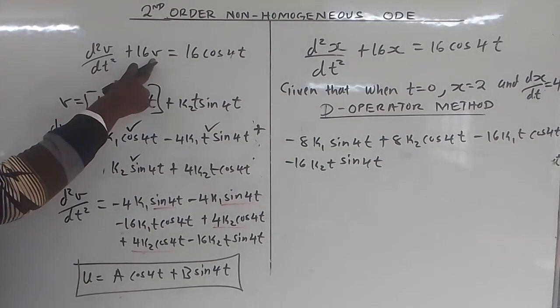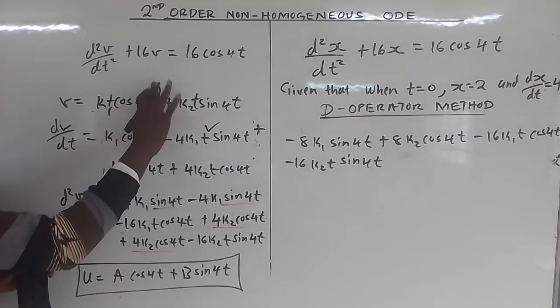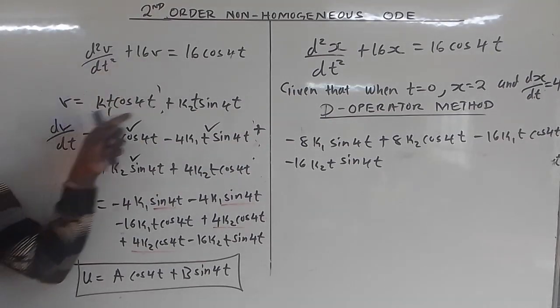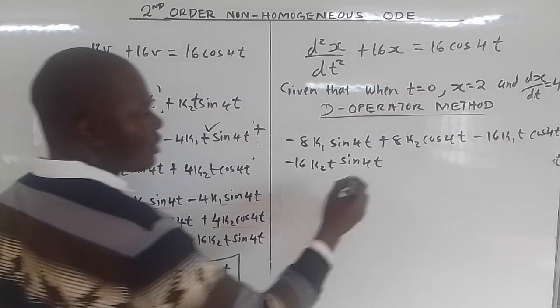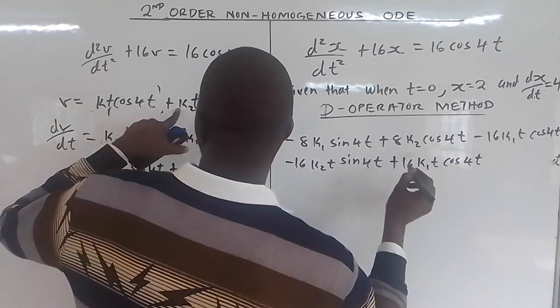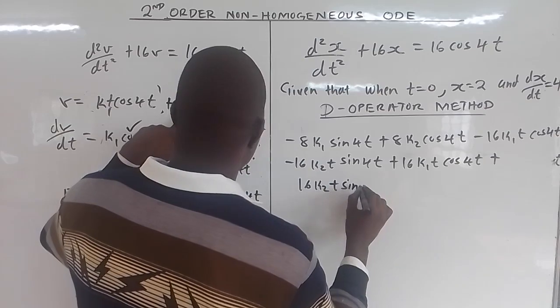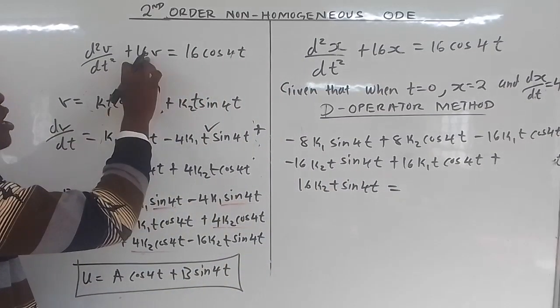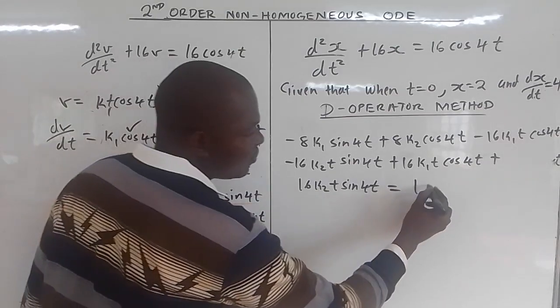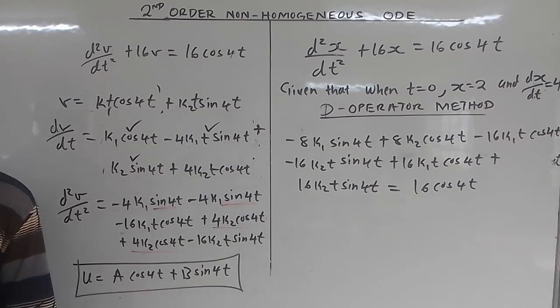Then it is plus 16v. So positive 16 times v. What is your v? So your v is this, the whole of this term, isn't it? So positive 16 times the whole of v, what do you get? 16 times k1 plus 16k1t cos 40, 16 times k2 here plus 16k2t sine 40. Then the whole of it is equals to what? 16 cos 40. Is that okay? Are we together? Good.